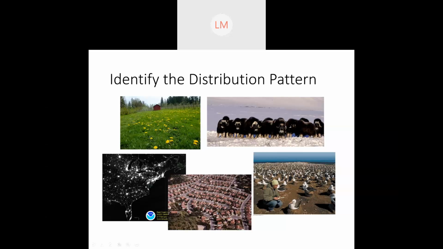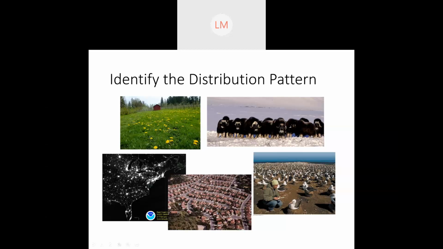Down here we have a scientist studying some albatross, so you see how they're all just kind of equally spaced out, very similar to the penguins that we saw before. These are a uniform distribution. Here in this photo of this suburban neighborhood, this is also a uniform distribution, right? Each individual house has its own set of land that's equally spaced from one to the next. So this is a uniform distribution.